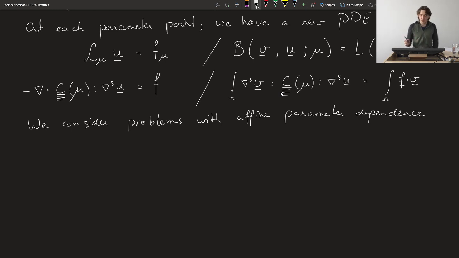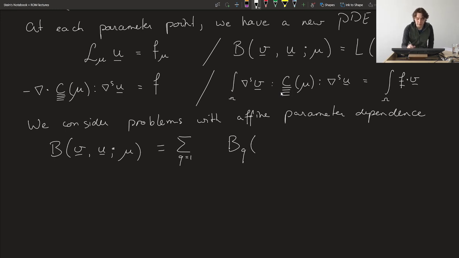Now, what does that mean? That means that both our bilinear form and our linear form can be written in the following way. We have the bilinear form of our test function, our solution function, and at any parameter point mu, that can be written as a sum of a certain number of, well, more separated bilinear forms, and I'll sum over a number q. And these new bilinear forms are independent of parameters, so they're simply v and u. It's just a notational difference, but I'll be consistent.